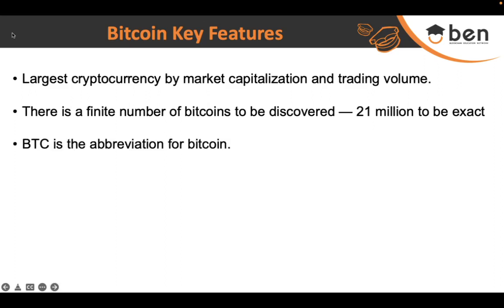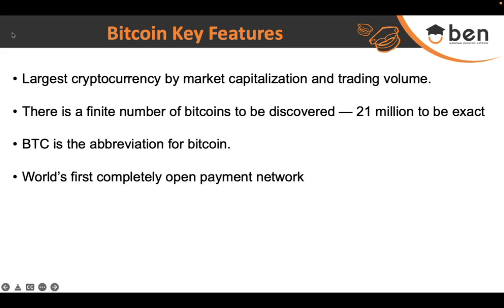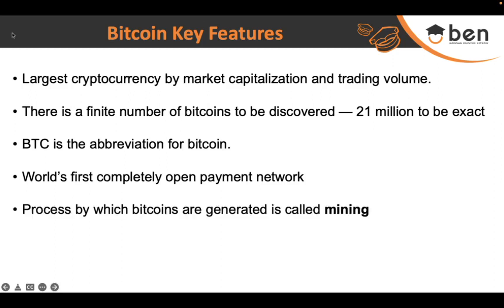On all the trading exchanges, decentralized exchanges we have, BTC is used to refer to bitcoins. And as I told you, it's the world's first widely accepted cryptocurrency, and the world's first completely open payment network. We call it an open payment network because it's completely dependent on the two people who want to transact, and there is no intervention of any central authority or financial institution needed.